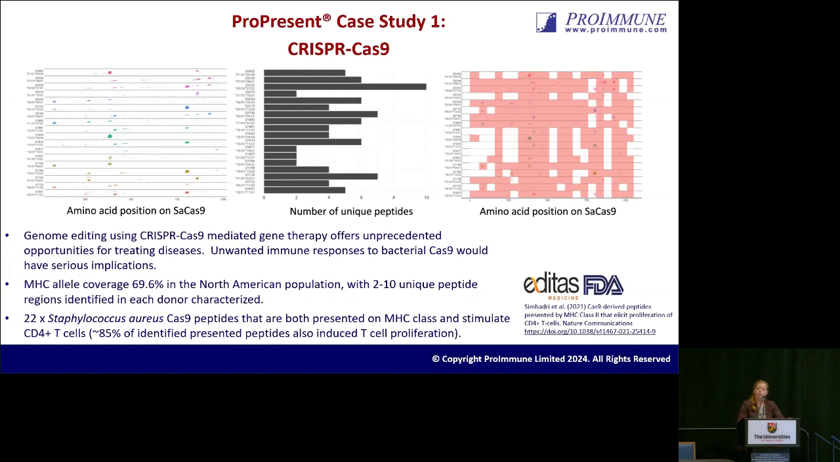And overall, there were 22 unique peptides that were not only identified by ProPresent, but also resulted in T-cell proliferation, which is the pink data set that you see overlaid on top of the ProPresent data. So these 22 sequences represent about 85% of the sequences we detected by mass spec, and then each individual presented between 2 and 10 unique sequences. So this is a really nice example of how you can get very detailed characterization with this type of assay.